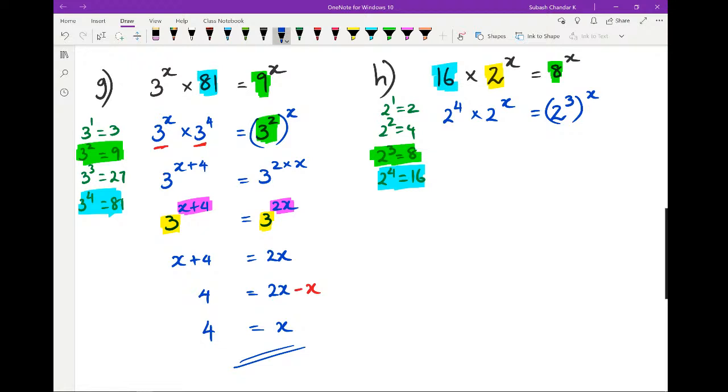Okay, so now we're going to add up the powers. So we've got 2 to the power of 4 plus x, and then 2 to the power of 3 times x. So we get 2 to the power of 4 plus x equals 2 to the power of 3x. And right now you guys can see that the bases are the same, which means we can say our powers are going to equal each other. And this is what you were talking about, Wagata.